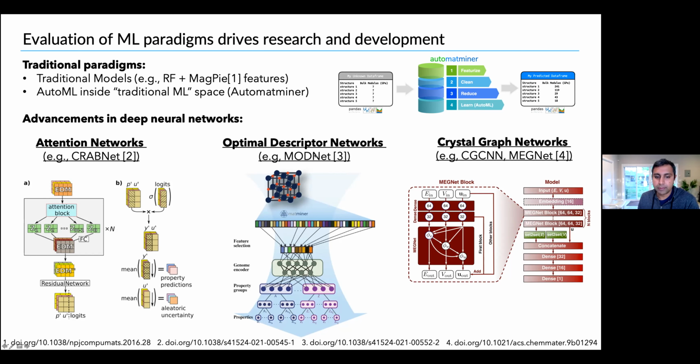There's one from Gian-Marco's group actually called ModNet, which is very similar in spirit to AutoMapMiner, but instead of using these more traditional ways of doing things, it uses neural networks to do some of the feature selection, as well as some of the prediction. And then there's also crystal graph neural networks, which many of you are probably familiar with, the original ones, as well as modifications like MegNet. So these are all the types of algorithms that we've been investigating.